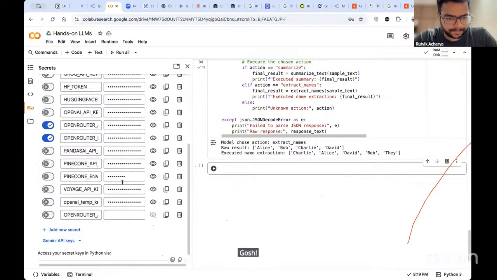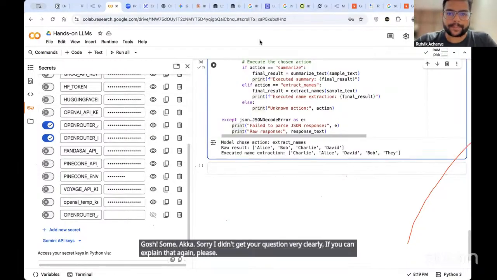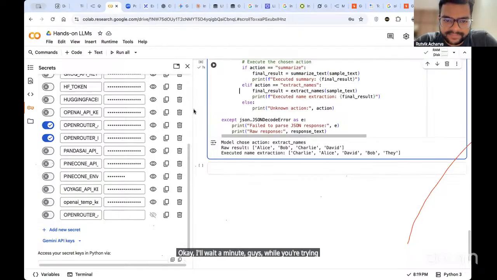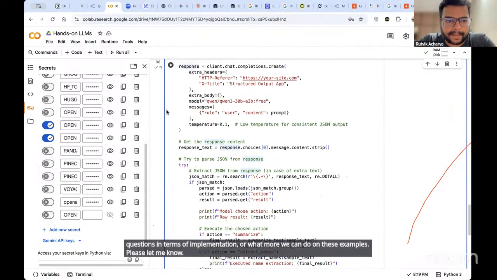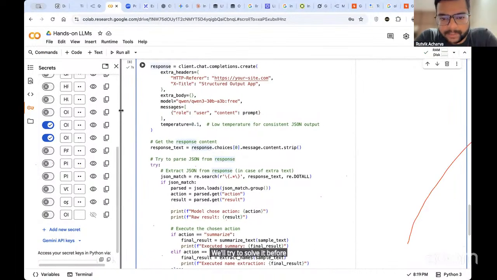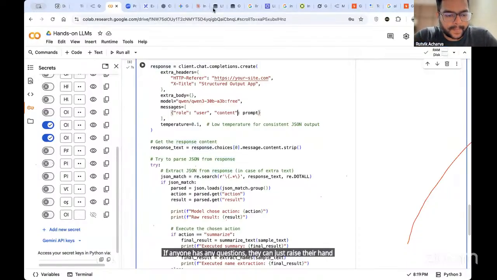Akash, sorry, I didn't get your question very clearly. If you can explain that again, please. Okay. I'll wait a minute, guys, while you are trying this out. If there are any questions in terms of implementation or what more we can do on these examples, please let me know. We'll try to solve it before I go back to the slides. If anyone has any questions, they can just raise their hand. We can unmute them.